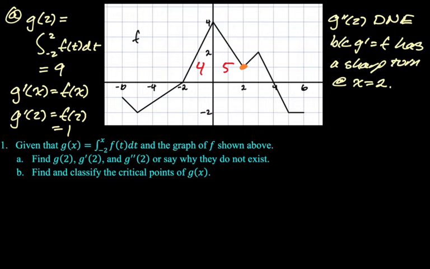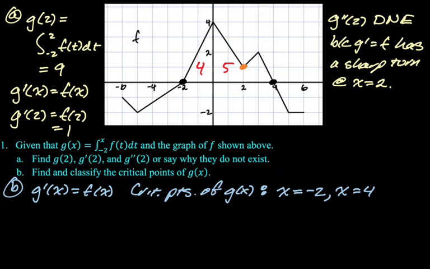Find and classify the critical points of g of x. We already know that g prime is f of x, and so for the critical points, we need to know where g prime is equal to 0 or doesn't exist. G prime exists everywhere on the interval we're interested in. So it's really just where g prime, which is f of x, equals 0. And you can see that that's at -2 and 4. So I'll just write it down. Critical points are -2 and 4.